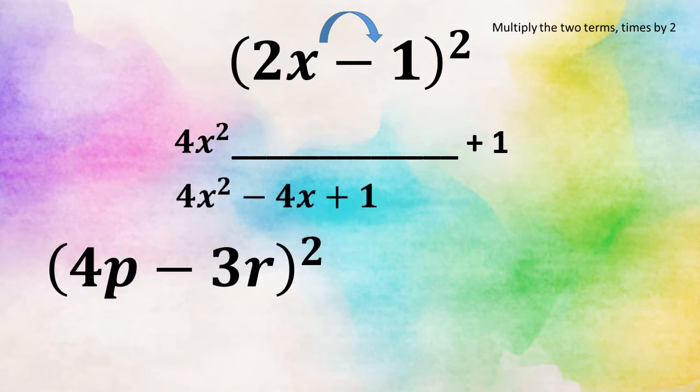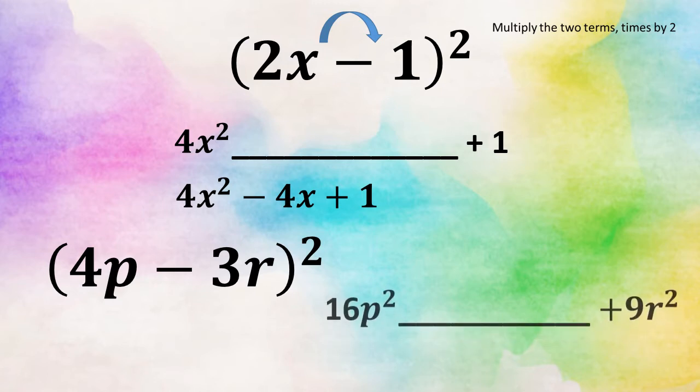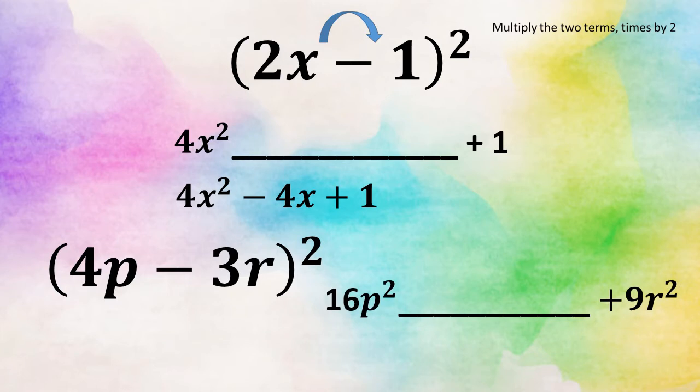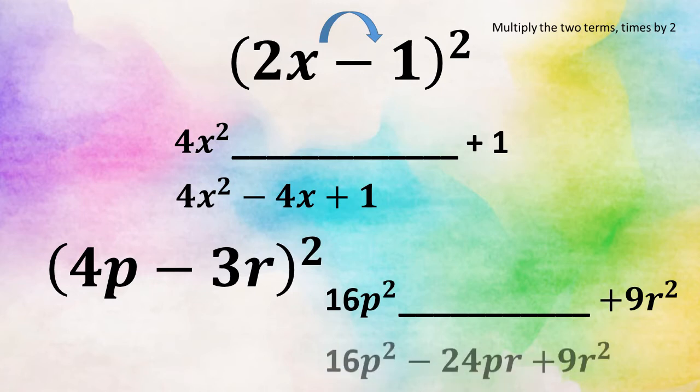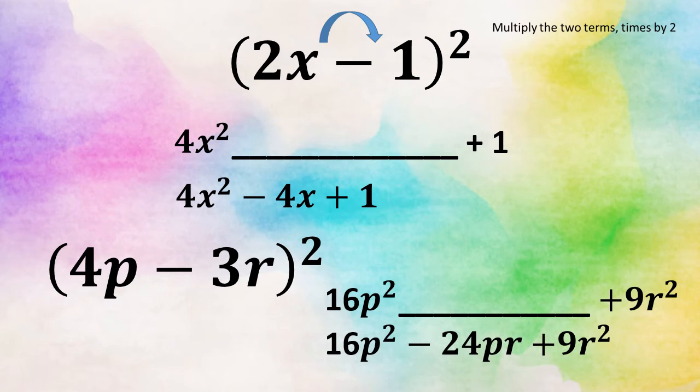Okay, let's quickly do another one. So again, you take your first term, you square it. 4p squared is going to give you 16p squared. The back is a negative 3r. Negative times a negative is a positive 9r squared. How do I get the middle term? 4 times 3 is 12pr. 4 times negative 3 is negative 12pr. Negative 12pr times 2 is negative 24pr.